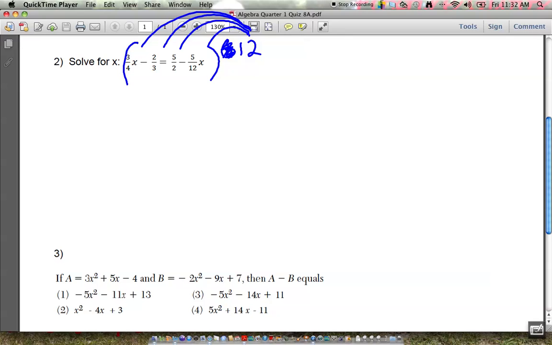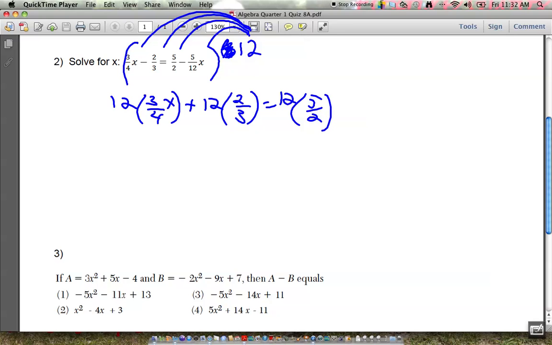Isn't it true? Okay. Now, for purposes of now, because I think it's a little easier to understand, I'm going to be very methodical about how I write this out. All I'm going to do is put a 12 in front of every term. 12 times 3/4 x minus 12 times 2/3 equals 12 times 5/2 minus 12 times 5/12 x.